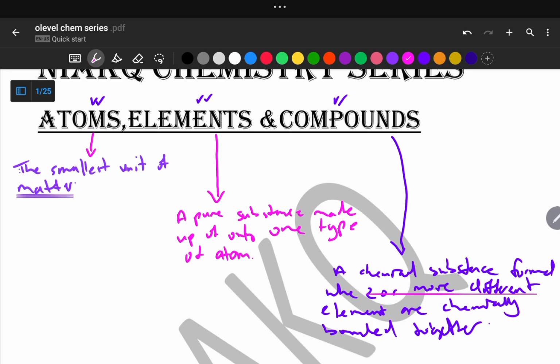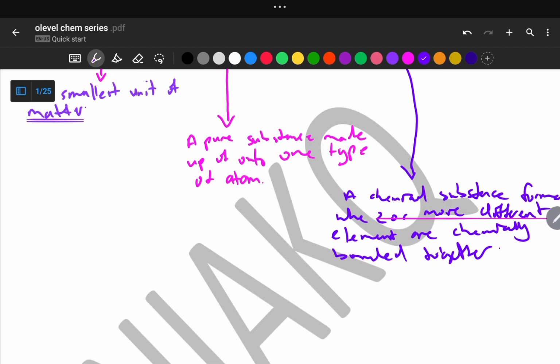In this definition, the most important term is two or more different elements. Now we want to define the term molecule. A molecule is defined as a chemical substance made up of two or more different elements or the same elements which are chemically combined together.